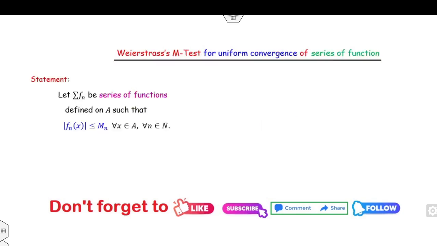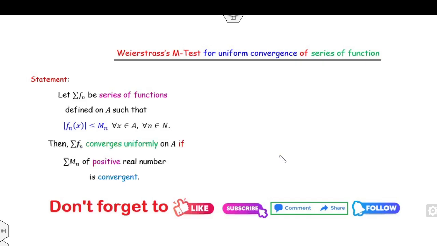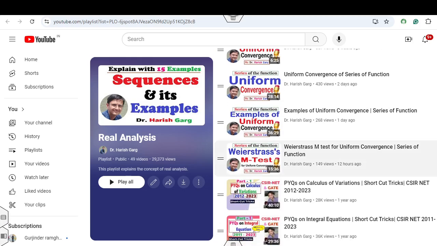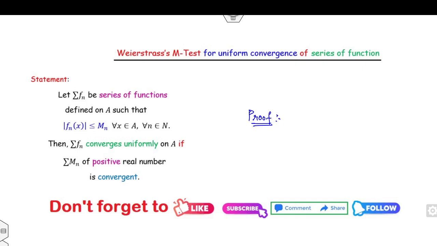What is the WM test? If you have the infinite series summation of Fn defined on a subset of the real line R such that the value of |Fn(x)| is less than or equal to Mn, then we can say the series of Fn is uniformly convergent if the infinite series of Mn is convergent. That's the simple result. If you want the proof of this result, you can watch my lecture on the WM test, where the proof is already given.